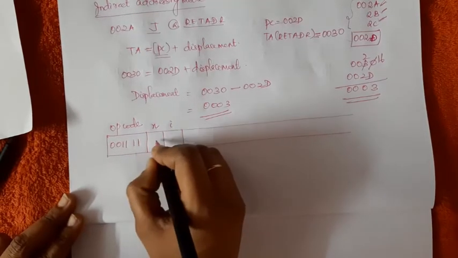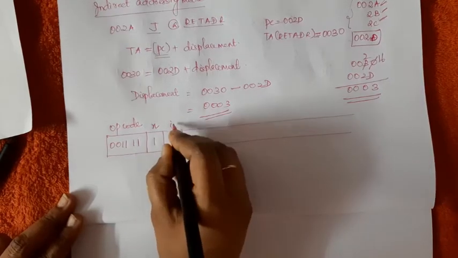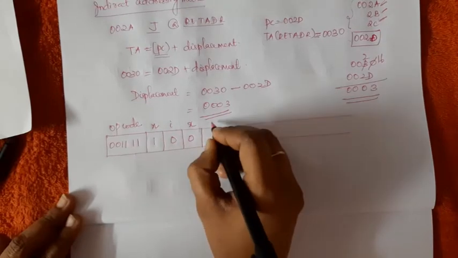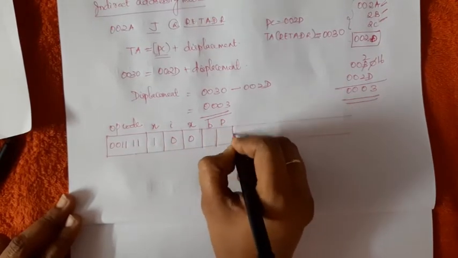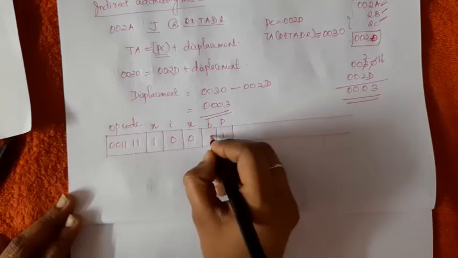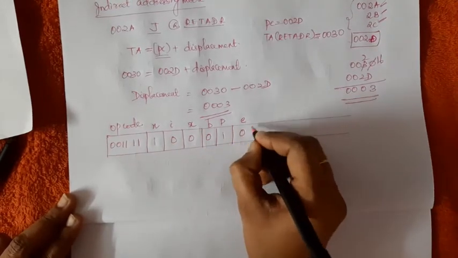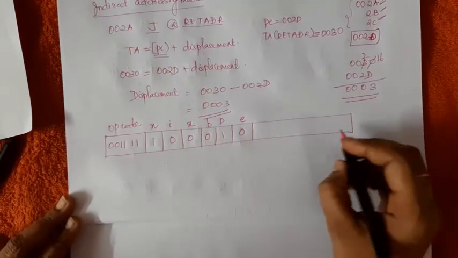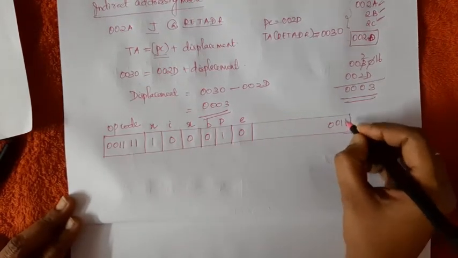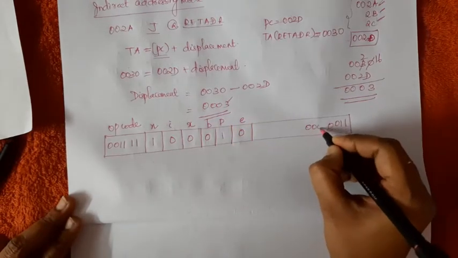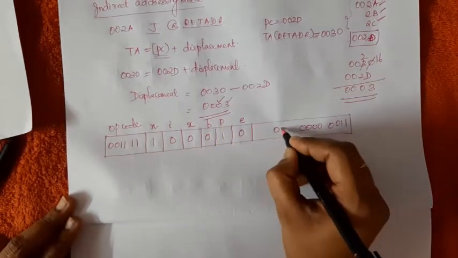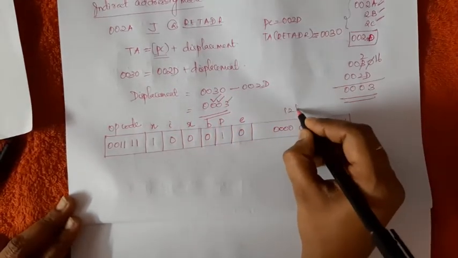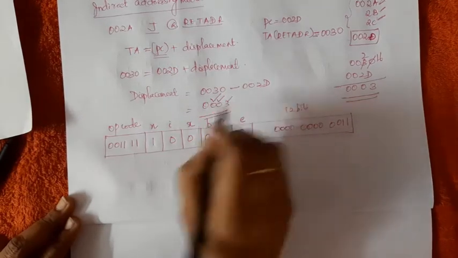This is an indirect addressing mode, so it is set to 1. This is not an immediate, so it is 0. X is not a part of the instruction, so 0. We have calculated using the program counter relative addressing mode, so P is 1 and base is 0. Format 3 instruction, so e is 0. And the rest of it is the displacement. So we write 0011 for 3, 0000 for 0, and again 0000, because it holds only 12 bits.